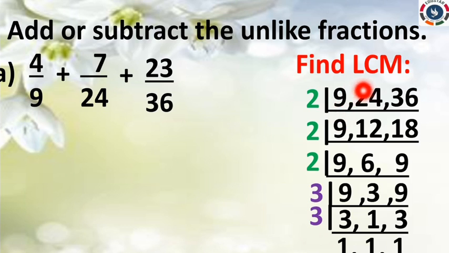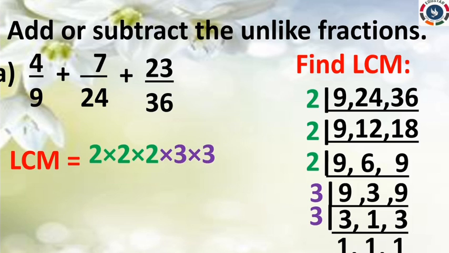So the LCM of 9, 24, 36 is equal to 2 into 2 into 2 into 3 into 3. You want to write all the 5 factors and multiply. So LCM equals 2 into 2 into 2 into 3 into 3. So 2 twos are 4, 4 twos are 8. Keep the number 8 separately. Then you multiply 3 threes are 9. So 8 into 9, how much? 72. So this is the LCM.